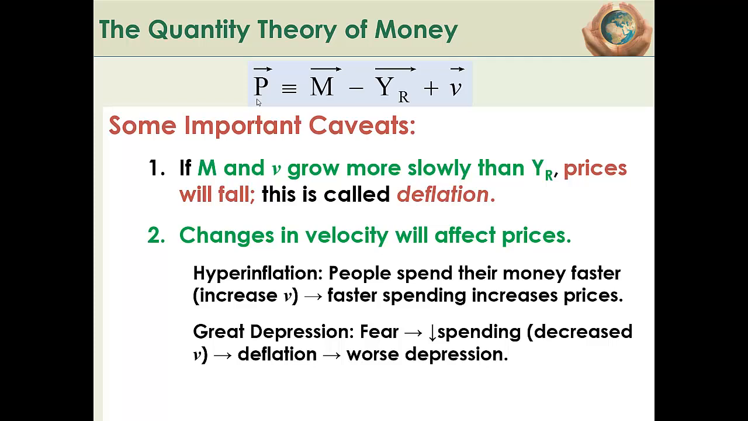And what we'll see, as we're going to visit the Great Depression in more detail, is that this just made the Depression even worse. A third caveat is that in the long run, money is neutral. And that's going to be the topic of our next video.